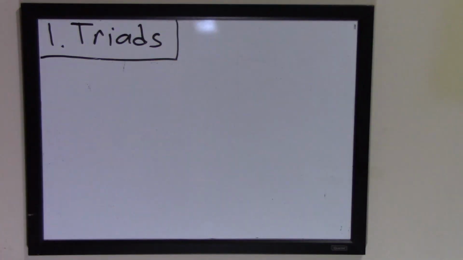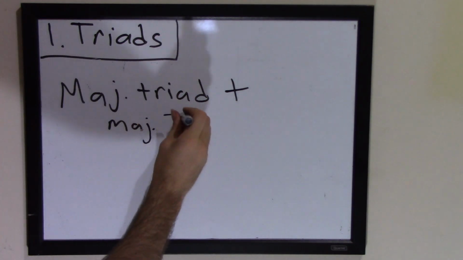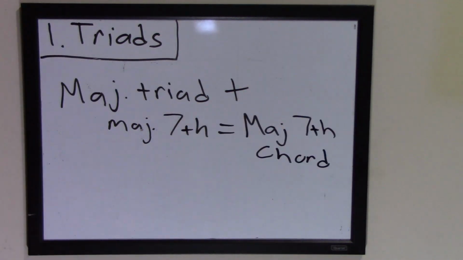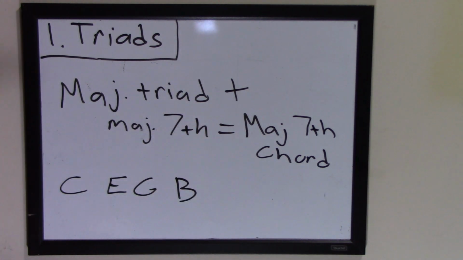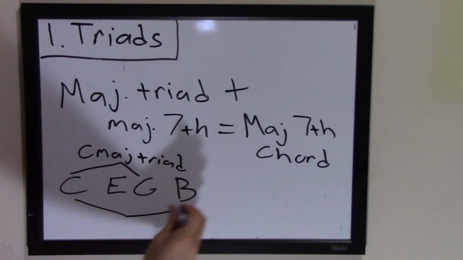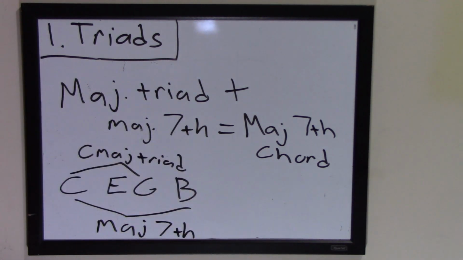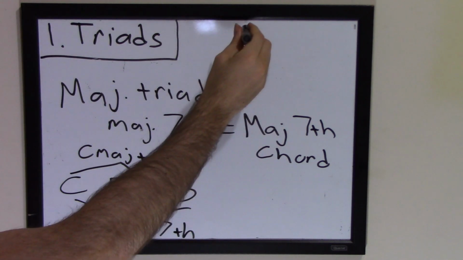Anywho, when you add a major seventh to a major triad, you get a major seventh chord. For example, a C major triad consists of C, E, and G. We know that really well. But you can add a B to the top of it to get a C major seventh chord. They're usually written like C, a capital M, and a 7.